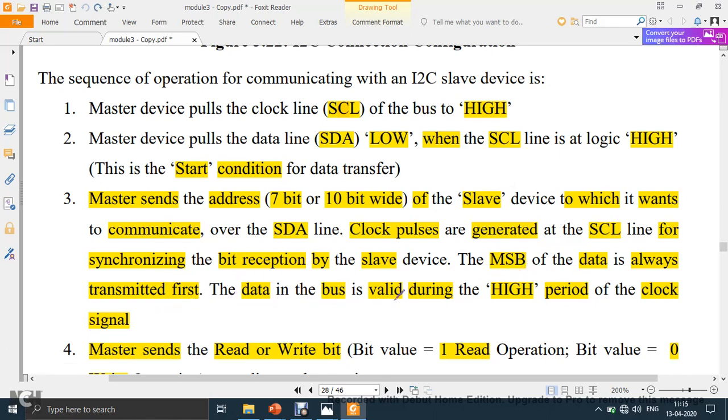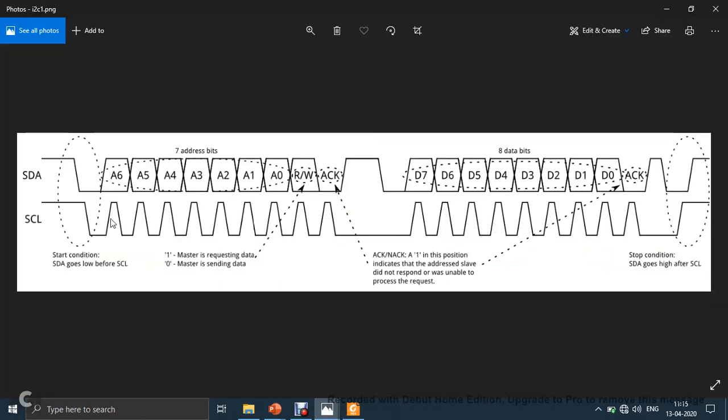The data on the bus is valid, so when is the data valid? During the high period of the clock signal. Only during the high period is the data on the SDA line valid. What does this mean? See here, the SCL, the clock. You can see the clock signals, how many are there? 1, 2, 3, 4, 5, 6, 7. To send a 7-bit address, 7 clocks are required. The address bits are valid whenever the clock signal is high. At this particular point, A6 is read by the slave, then A5 is read by the slave, A4 is read by the slave. That is what it means.